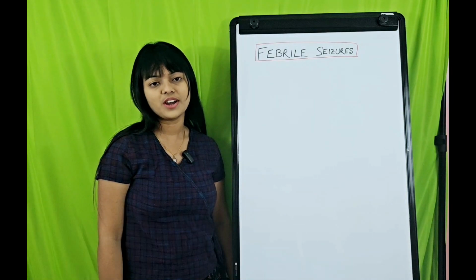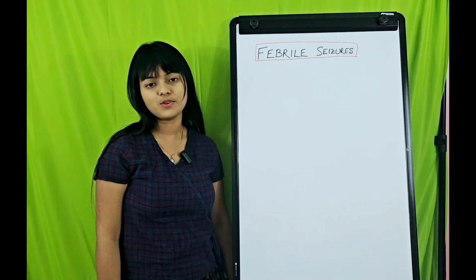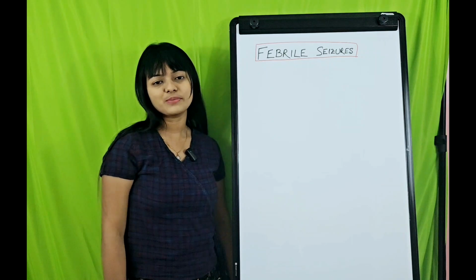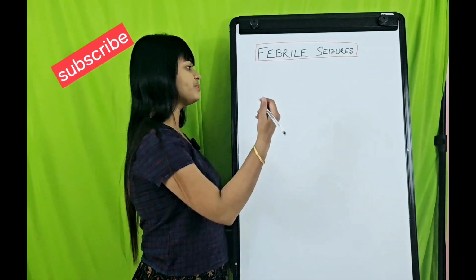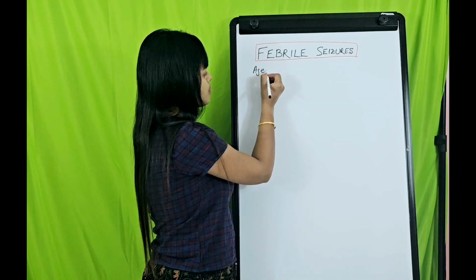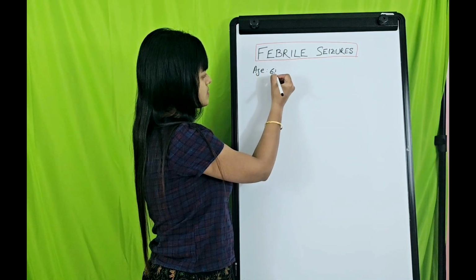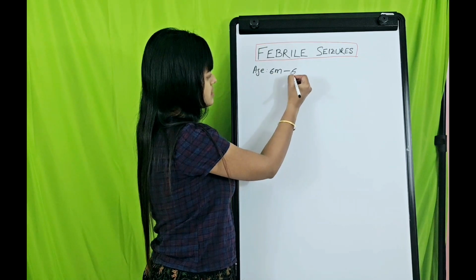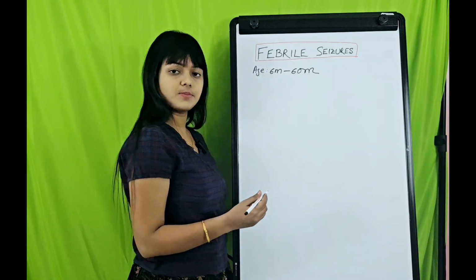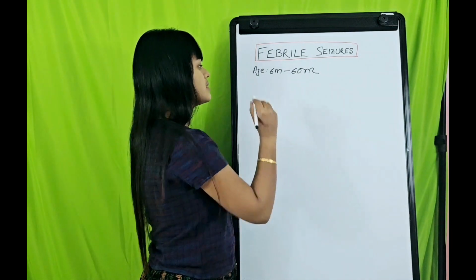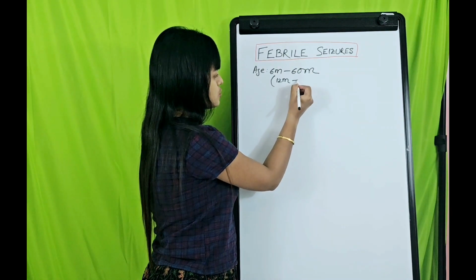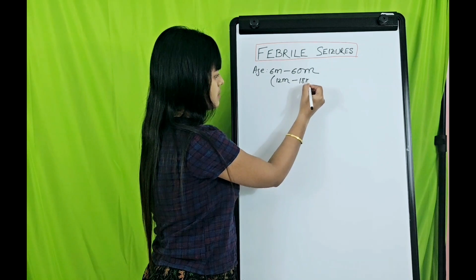I am Dr. Soumita Roy and today we are going to discuss a very important topic for your exam, that is febrile seizures. So what is febrile seizures, students? You see, any seizure in age group of 6 month to 60 month, okay? Make it very clear. 6 month to 60 months. The peak age is 12 months to 18 months.